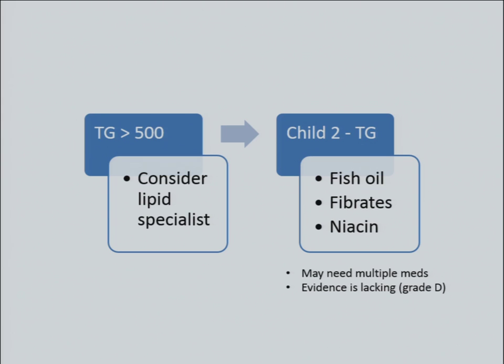Okay, so what if the triglycerides are greater than 500? So the guidelines say consider referral to a lipid specialist. The best part about that in my center is that for a long time I was the lipid specialist. So this is what you do if you are the lipid specialist. You put them on the child 2 triglyceride diet, give them fish oil along with that diet, and then consider the fibrates and niacin. I don't use niacin because of the side effects, and so I don't think that it would be tolerated in children.